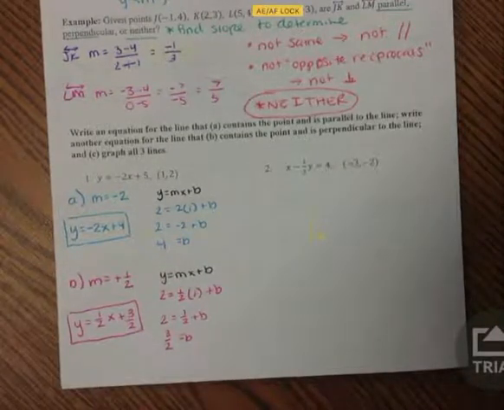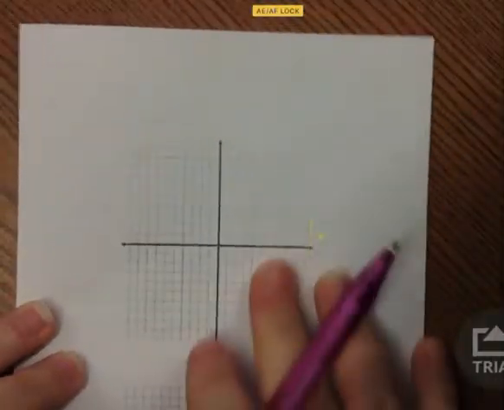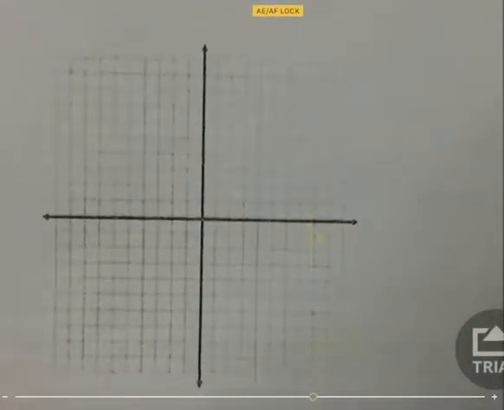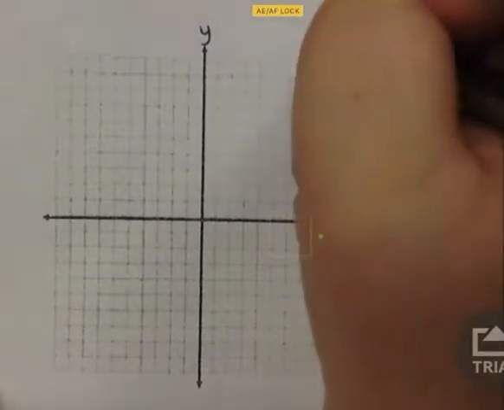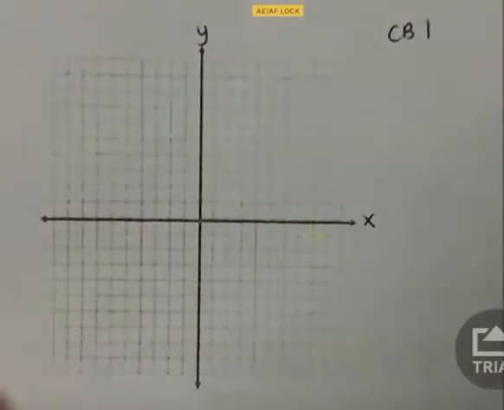So we're going to graph these. We're going to graph the original, so negative 2x plus 5. Coming over here, I'm going to go to my graph. First things first is we need to label the x and y axis. X, y. We do need to have our count by 1. So I'm going to put CB1 for count by 1.